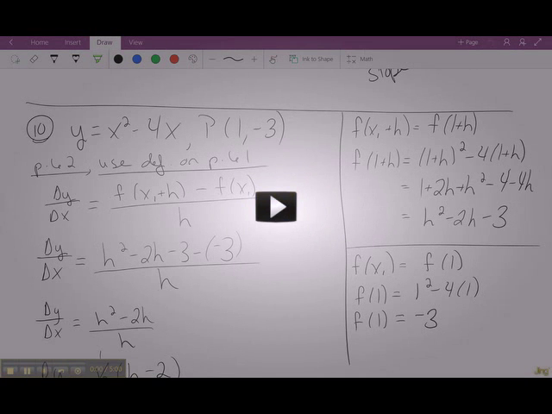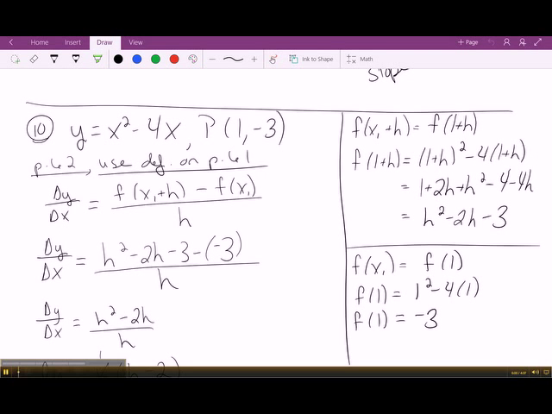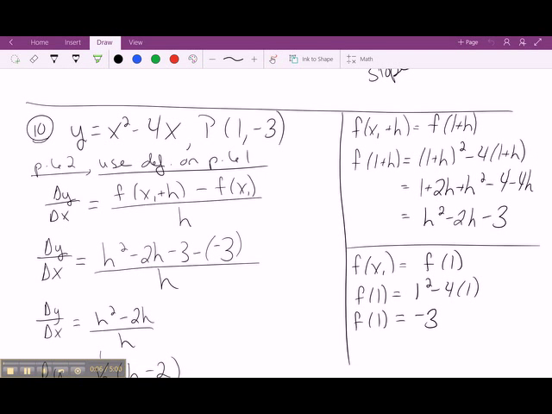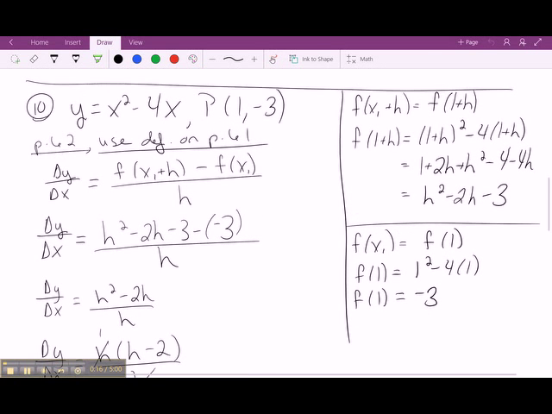Okay, so continuing on with number 10 in 2.1, I wanted to show you how we're going to find a tangent line, basically. So what we do, like I said, we use that definition on page 61. Now there's quite a bit of algebra in this, so I will have these notes saved for you, and you can print them out and look at them. I just wanted to highlight a few things.